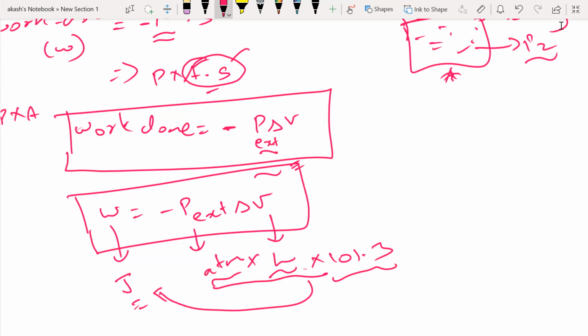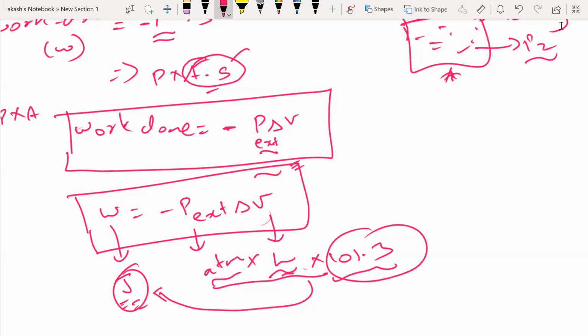So you will use external pressure in terms of ATM, change in volume in terms of liters, that is not equal to joules. The multiplication is not equal to joules, right? So we have to convert it to joules. For that, we'll multiply this entire value, whatever we get, by 101.3. Then only you will be able to get the value in terms of joules.